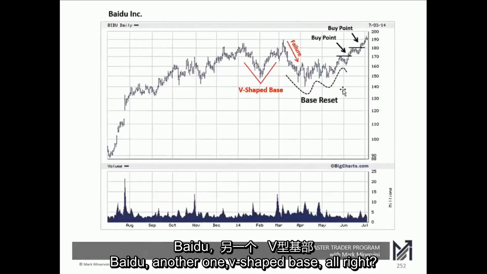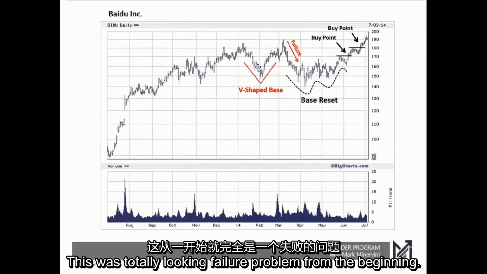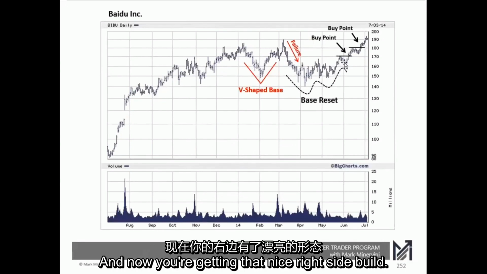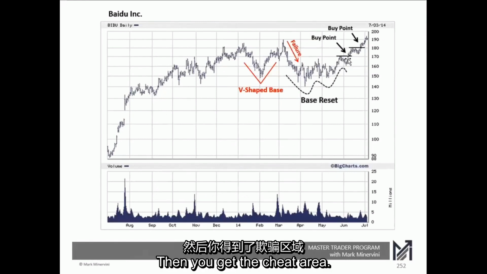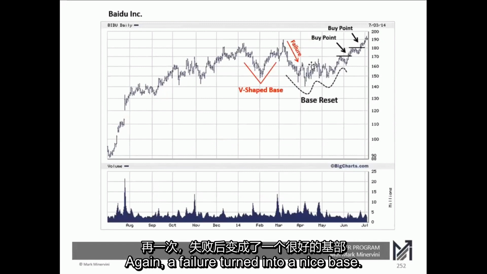Okay, Baidu, another one, V-shaped base. Came up here, sloppy right side. This was totally looking failure prone from the beginning. Then it comes off here, has to reset, and now you're getting that nice right side build. And then you get the cheat area. Now you get the little handle here, and you get multiple buy points. Again, a failure turned into a nice base.